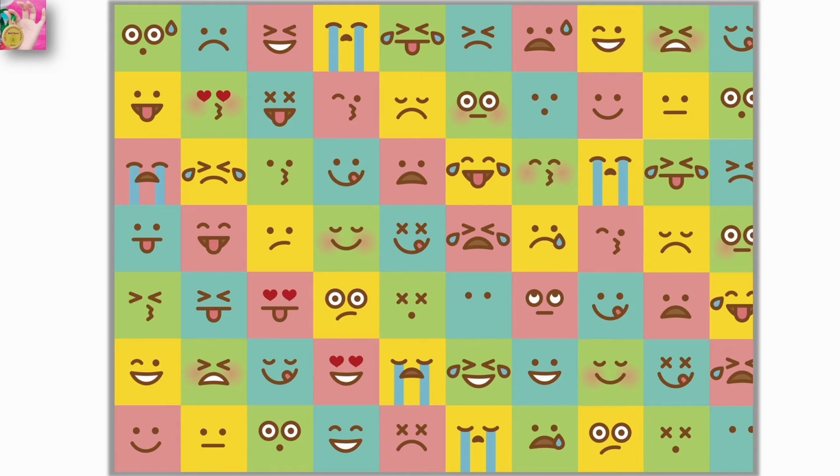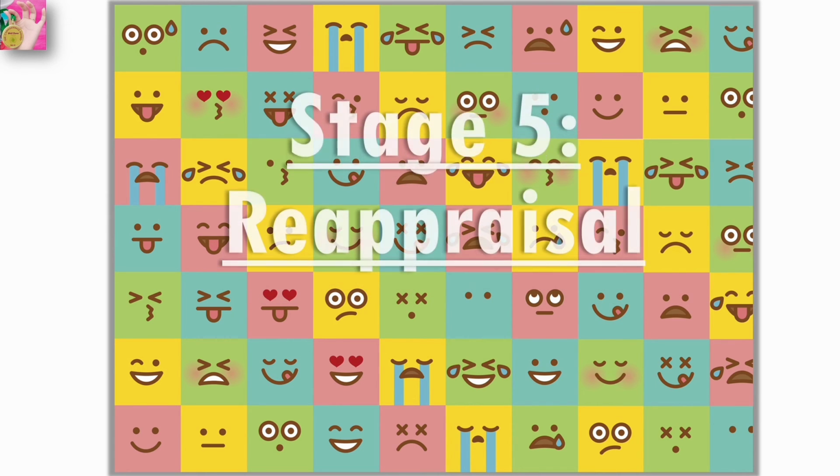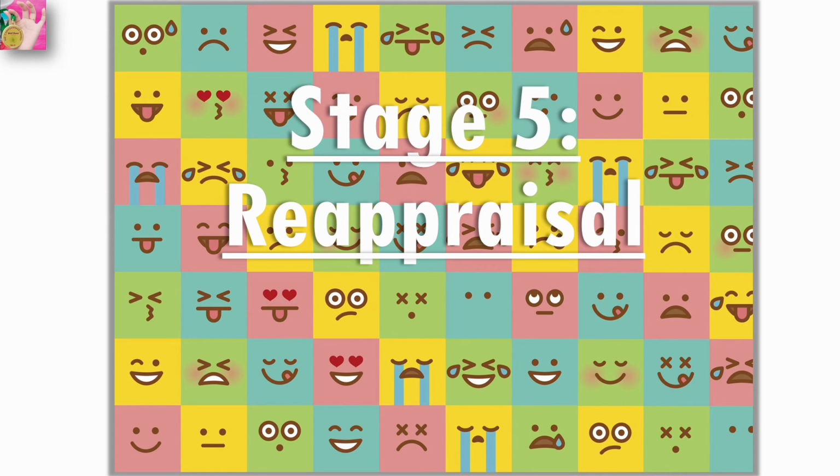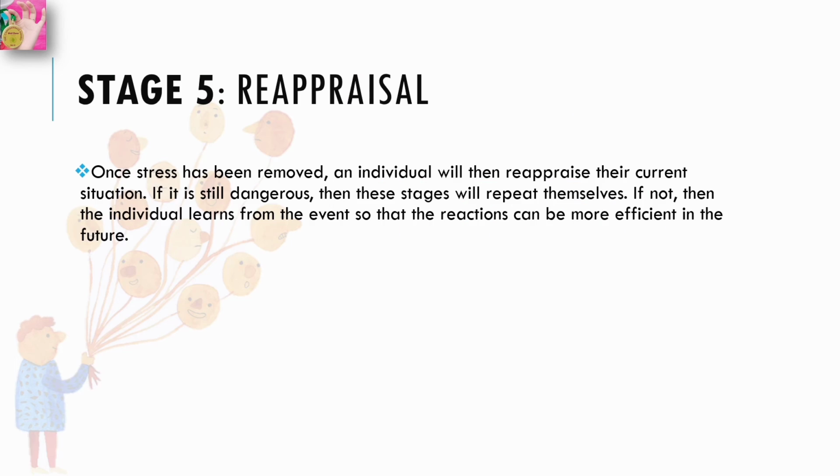Then there comes the last stage, which is stage 5, reappraisal. Once stress has been removed, an individual will then reappraise their current situation, and if it is still dangerous, then these stages will repeat themselves. If not, then the individual learns from the events so that the reaction can be more efficient in the future.